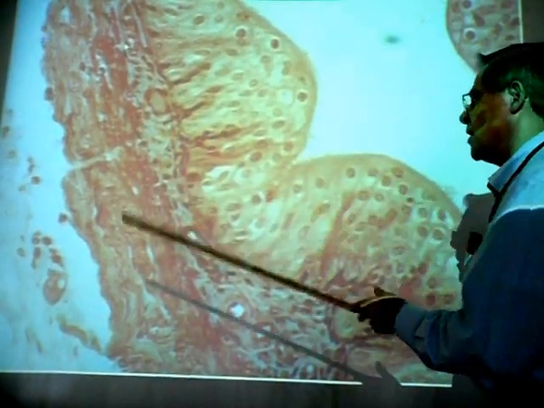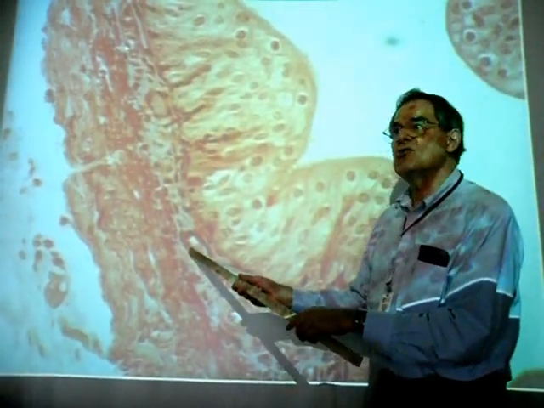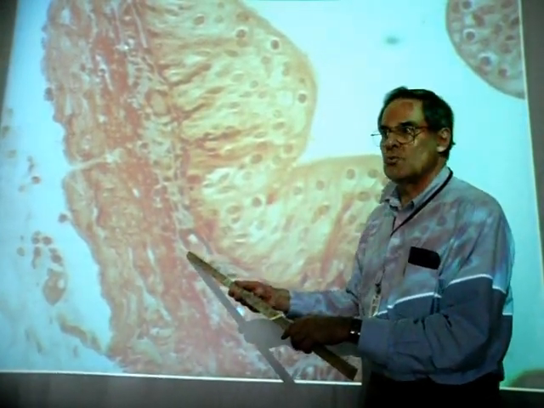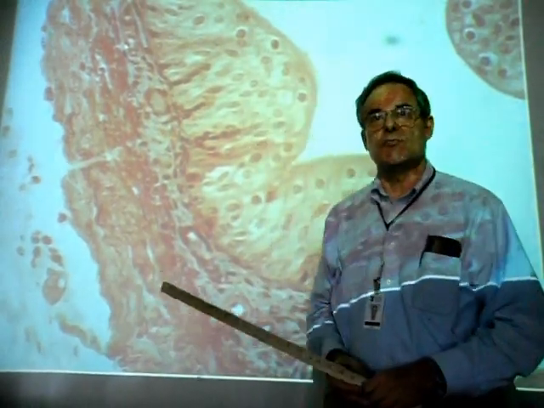Now it's hard to tell them apart. If it's up here, right next to the lamina propria, you may assume that it's longitudinal smooth muscle. If it's out here on the edge, then it's circular smooth muscle.